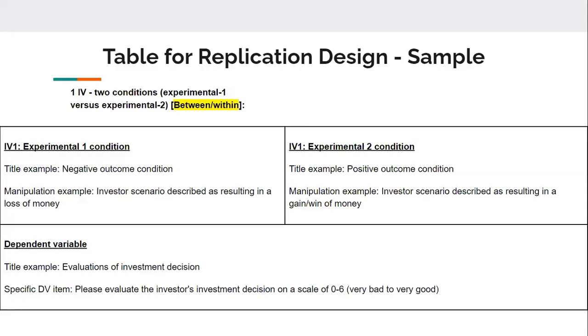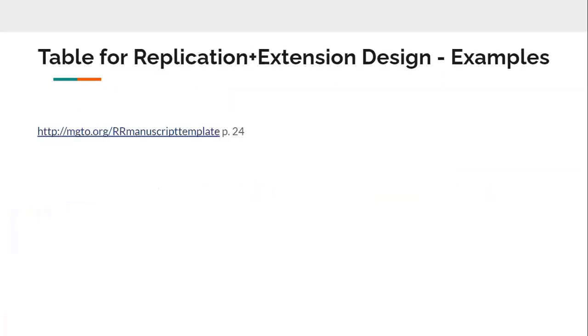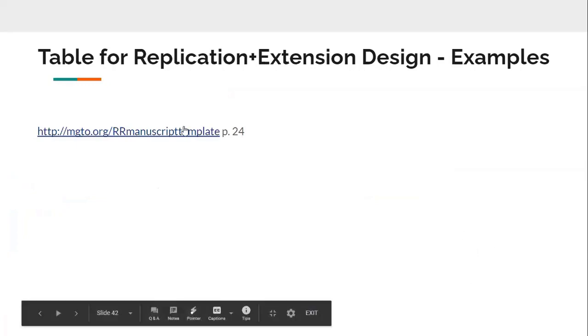And then for this, it's very similar, but instead there are two experimental conditions: a positive outcome condition and a negative outcome condition. Positive outcome means win or gain of money, and negative outcome means loss of money. Very similar. Again, same DV, quality of decision. And this is more complicated. I will click on the link now.